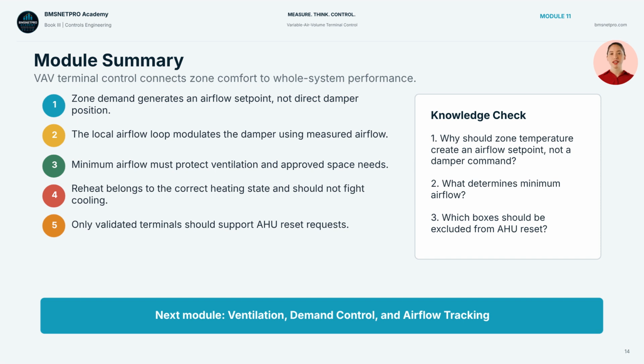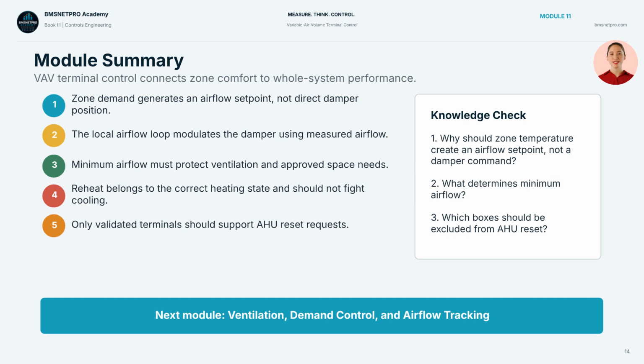Let us summarize. Zone logic should create an airflow set point, not a raw damper command. The local airflow loop controls the damper using measured airflow. Minimum airflow must protect ventilation and approved space requirements. Reheat belongs to the correct heating state and should not fight active cooling. Finally, only validated terminal data should support AHU reset requests.